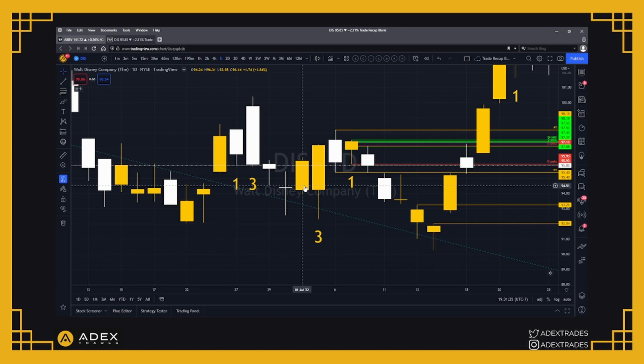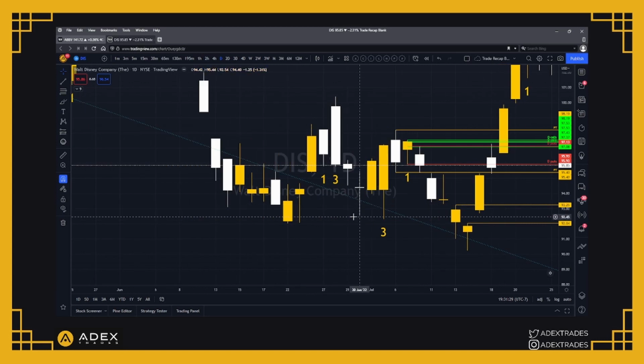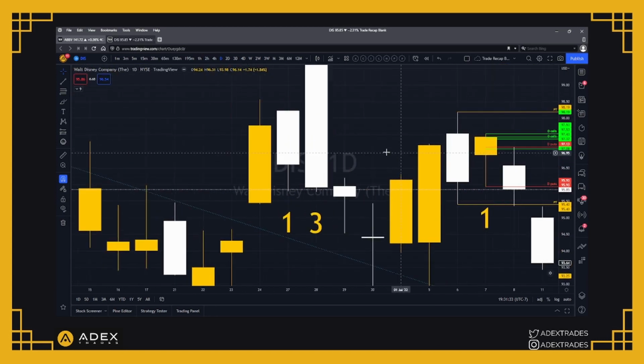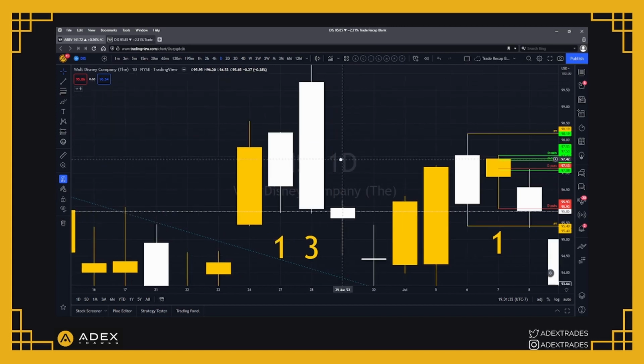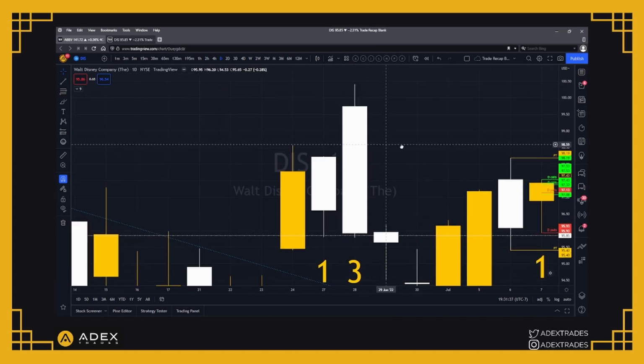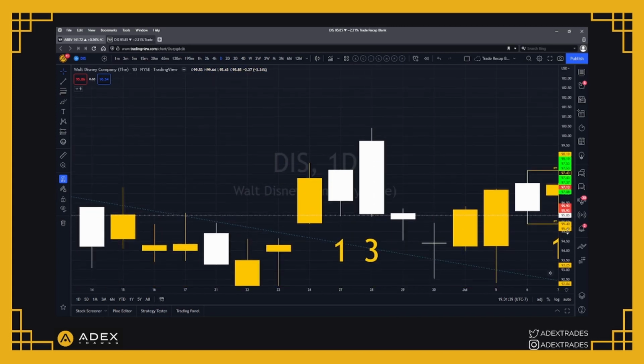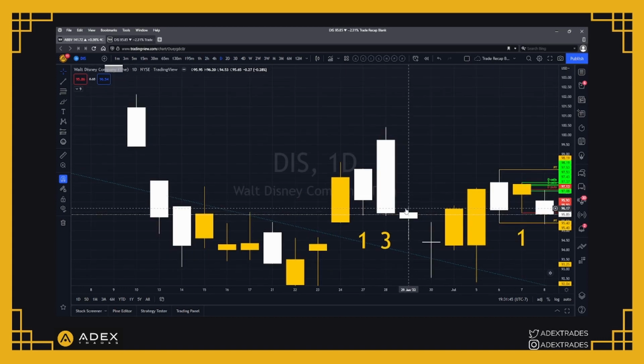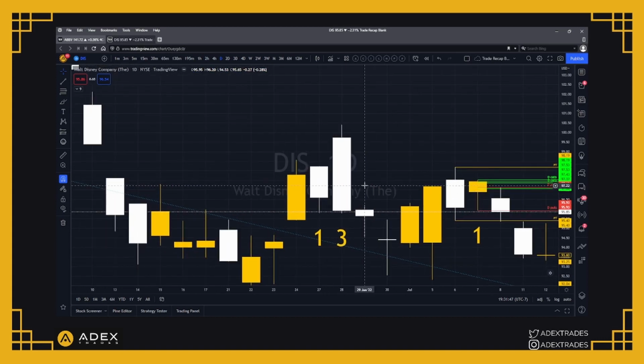Hopefully that makes sense. Let me know. But yeah, okay, perfect. This is Disney. This is another example where you have an actionable signal. You had your 1-3 rev strat, an actionable signal where buyers, and you see that it's red. So we talk about how the strat is irregardless of candle color, but you can use the candle color to help with your analysis to give you more confluence for your play.